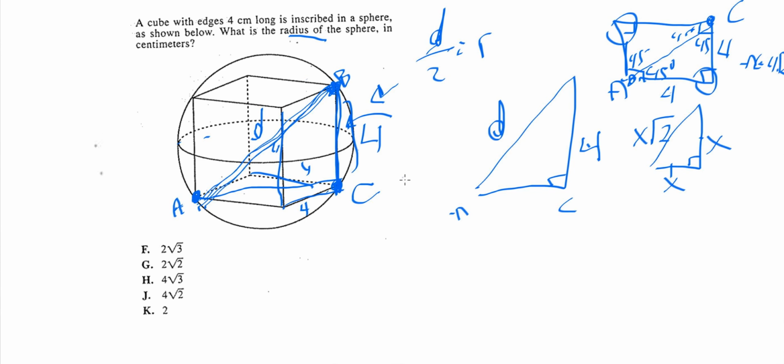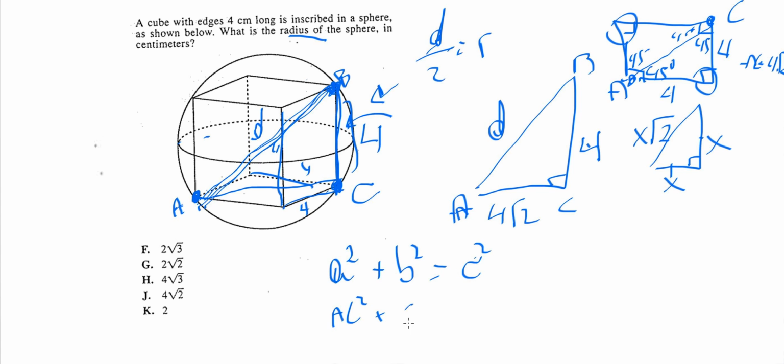Okay, well if we know that AC is 4 root 2, we know that CB is 4, and we're just trying to find the length of AB, and this is a right triangle, well, we could use the Pythagorean theorem, which says that the length of one of the sides squared plus the length of another of the sides squared equals the length of the hypotenuse squared. So let's go ahead and take AC squared plus CB squared and say that this is going to equal AB squared.